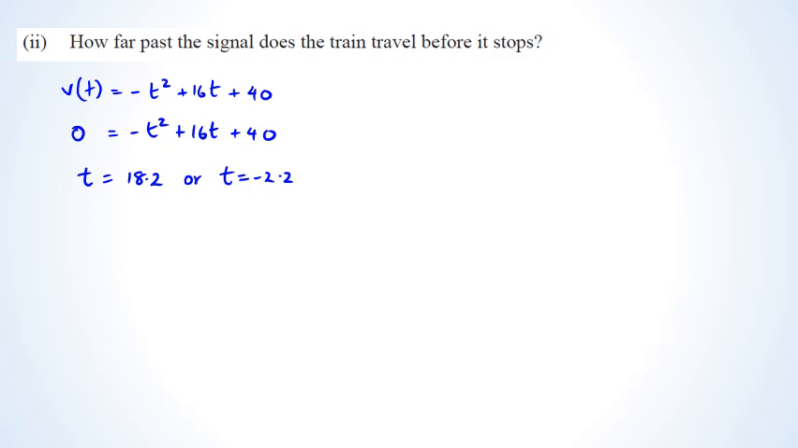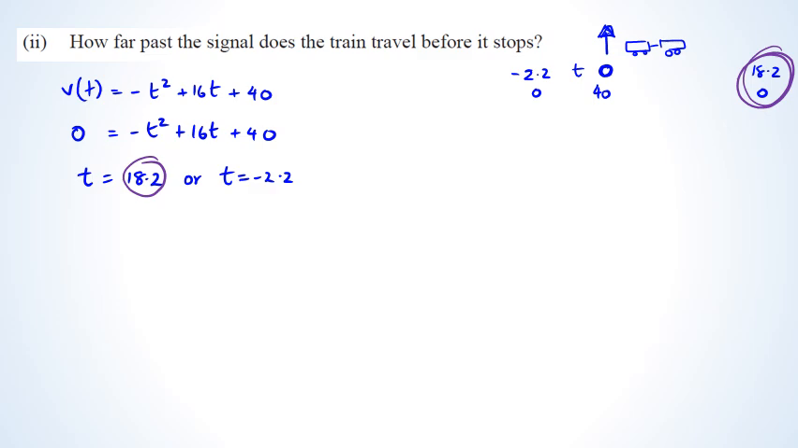Now unfortunately we have to say that t can't be negative, because this is looking at how far past the signal the train stops. If you think about it like this, let's say this is the signal, that's a terrible signal, but you get the idea, and here's the train. This is where t is equal to 0. We know the speed is 40, and after 18.2 seconds the speed is 0, and also at negative 2.2 it's also 0. But because the question is asking how far past the signal, we're looking at 18.2 seconds, and we're going to ignore t being negative. So we have to state that t must be positive.